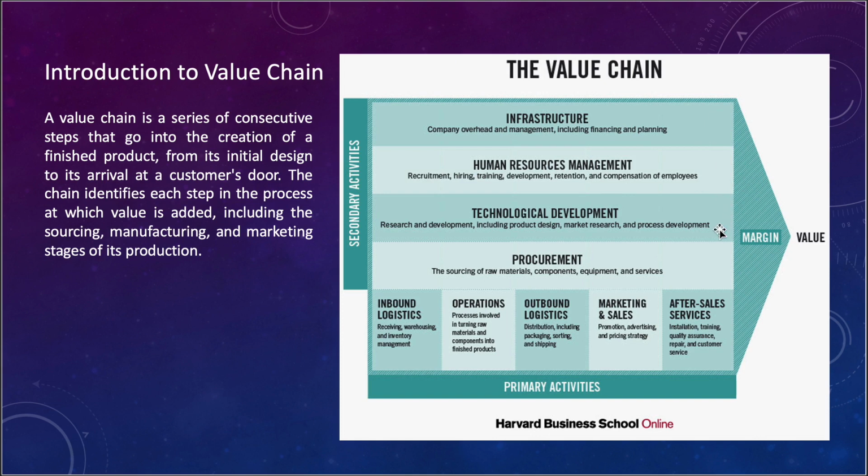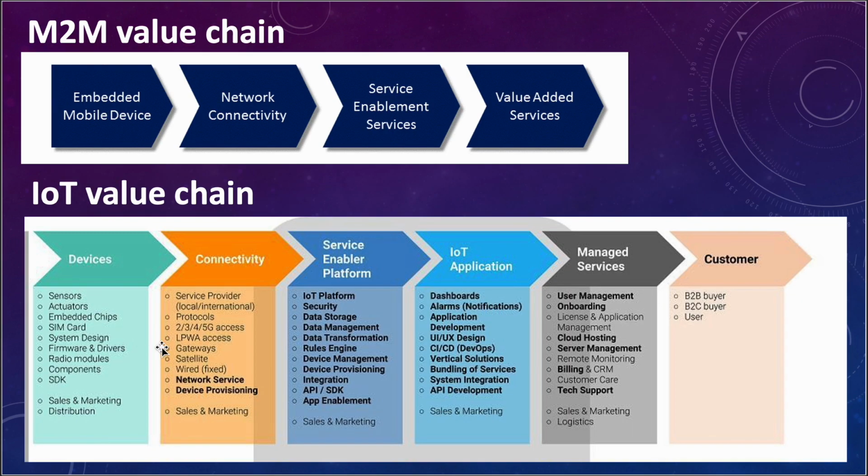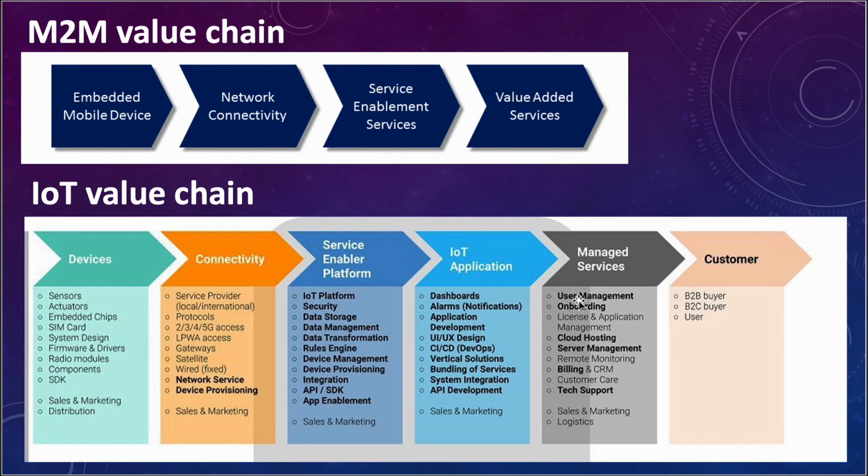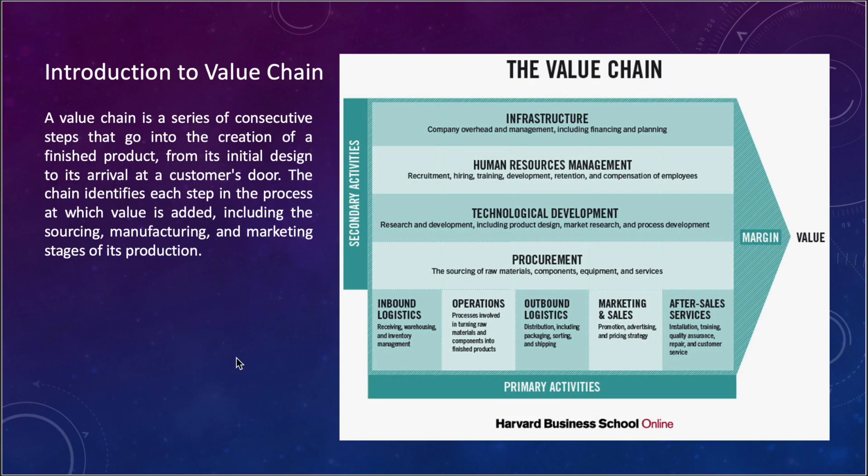Then there's the procurement, right? From procurement, inbound logistics, operations, and outbound logistics, for those things, there are different companies giving connectivity for devices, service enablers, and platforms. So we will talk about how this general value chain will be applied for each and every position.